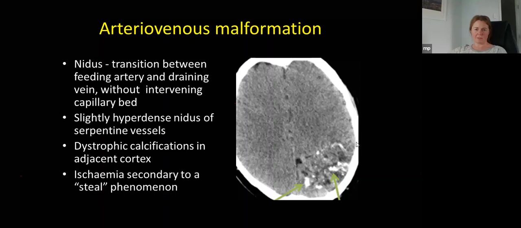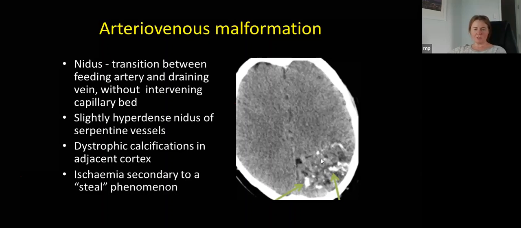So draining veins can either be superficial or they can be deep draining veins. And there's no intervening capillary bed. And the nidus itself is often a little bit more hyperdense than here. So this nidus here isn't particularly hyperdense.